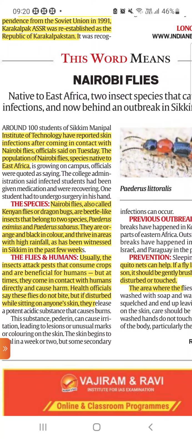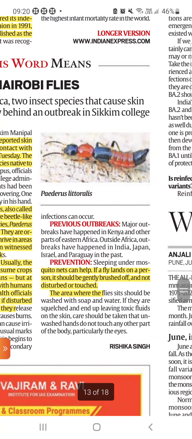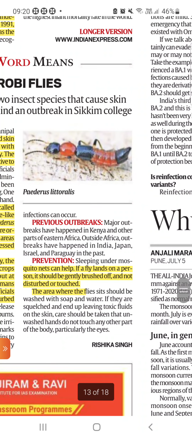Health officials say the flies do not bite, but if they are disturbed while sitting on anyone's skin, they release a potent acidic substance that can cause burns. Prevention: mosquito nets can help. If a fly lands on a person, it should be gently brushed off and not be disturbed or touched.